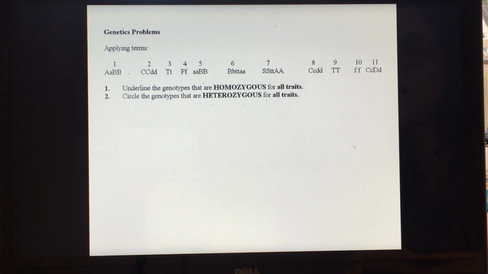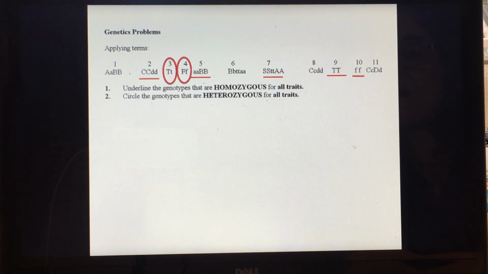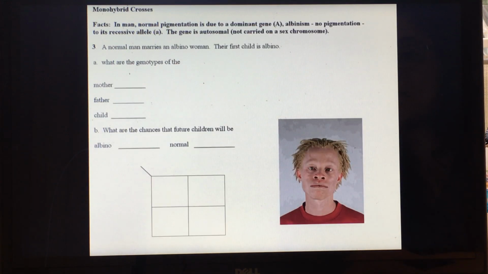So problem number 1 says to underline the genotypes that are homozygous for all traits. So that would include 2, 5, 7, 9, and 10. Problem 2 asks us to circle the genotypes that are heterozygous for all traits. That would be 3, 4, and 11.